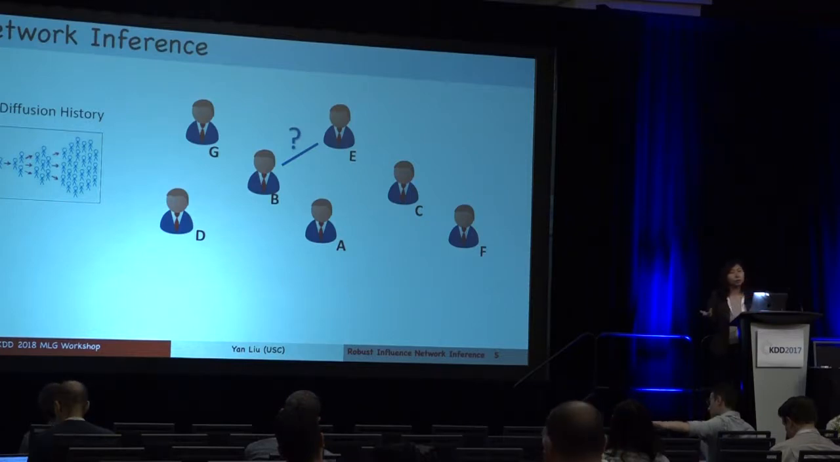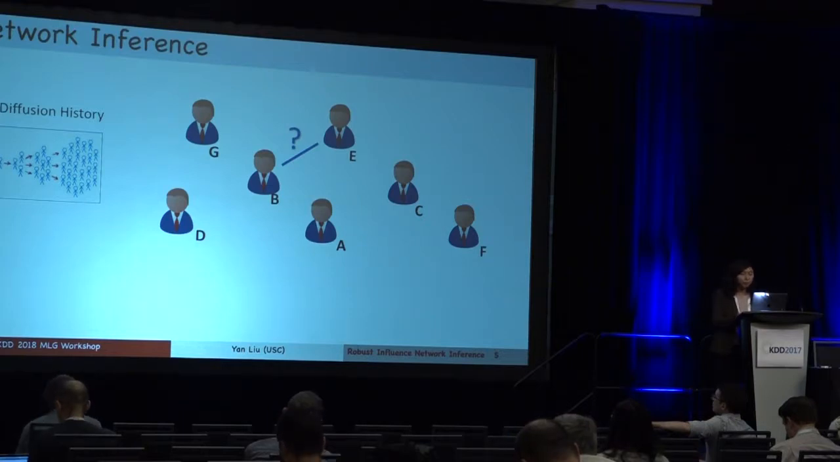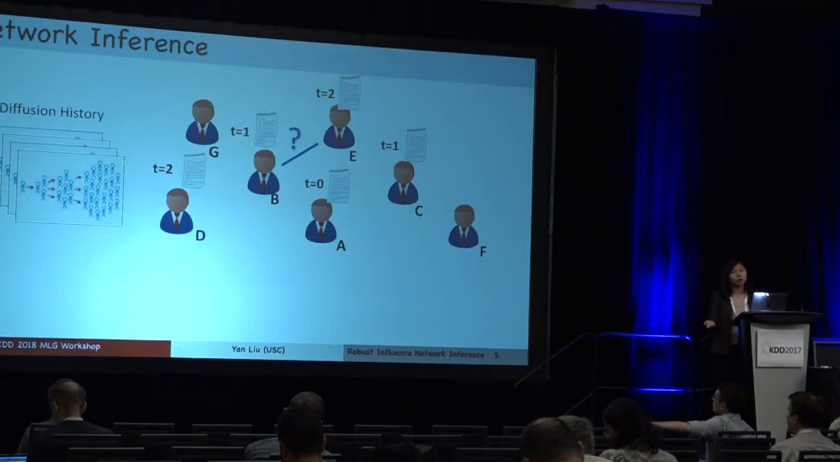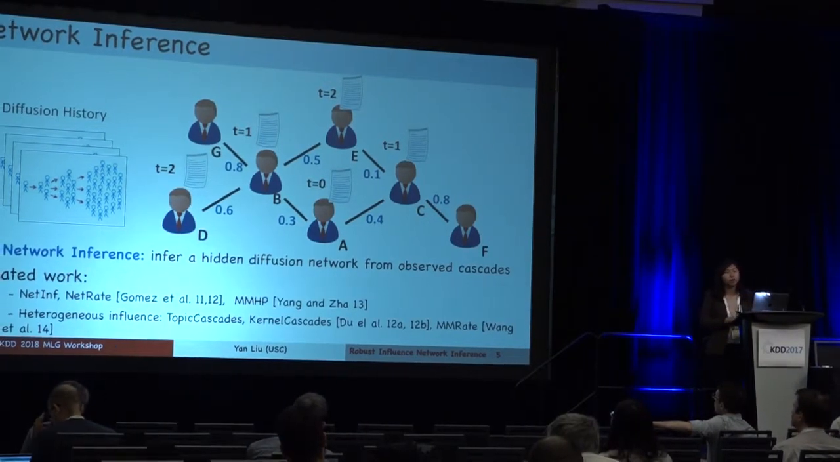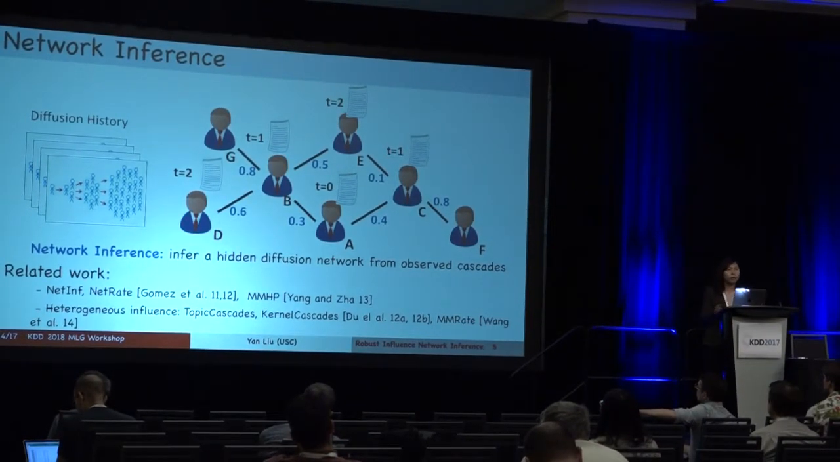In our terminology, we call this a cascade. A cascade records at what time a particular user adopted something, made a purchase, or wrote something on Twitter, and we observe these timestamps and events. After that, we collect a large number of these diffusion histories, and in the end we are trying to infer the hidden, unobserved social network and its strengths. This problem is known as network inference: inferring a diffusion network from observed cascades. There is a lot of related work, just to list a few published in the KDD community and also in the WWW or social network analysis community.